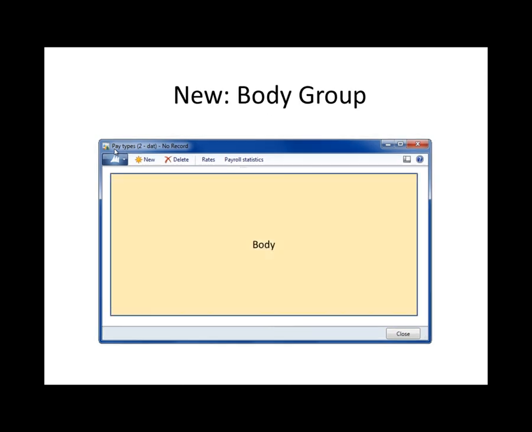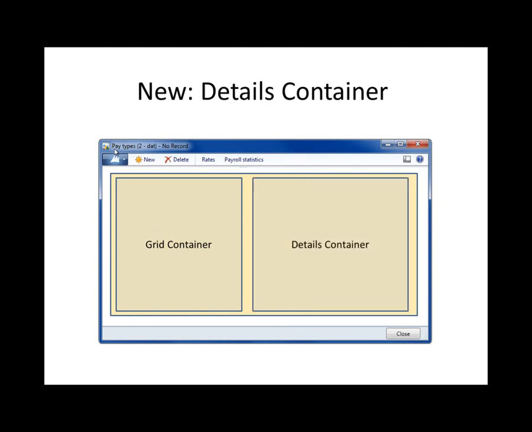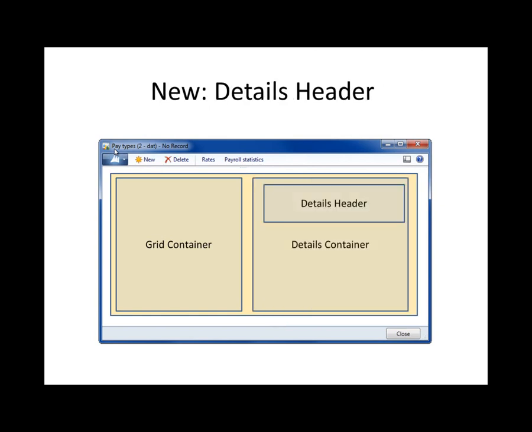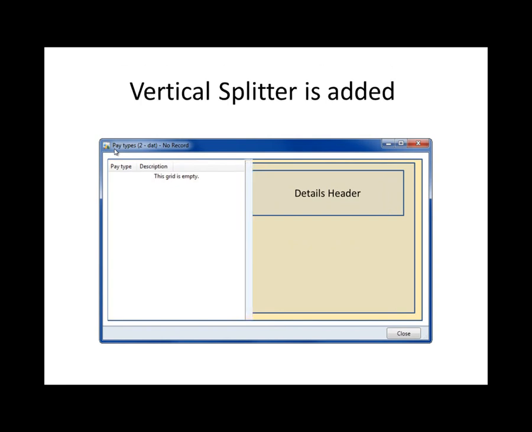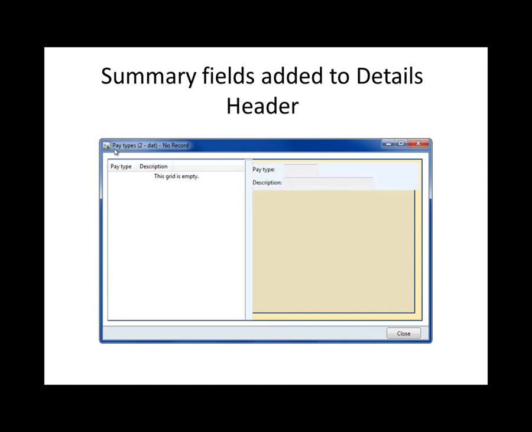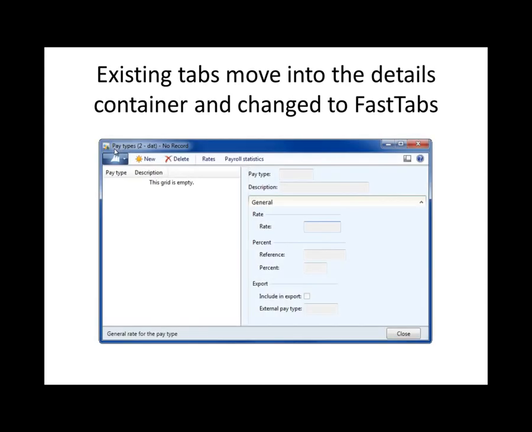Next, we'll add a body container group, a grid container group, a details container group, a details header group, and then we'll move the existing grid into the grid container. We'll add a vertical splitter. We'll put summary fields in the details header group. Then we'll move all the existing tabs into the details container and change them into fast tabs.